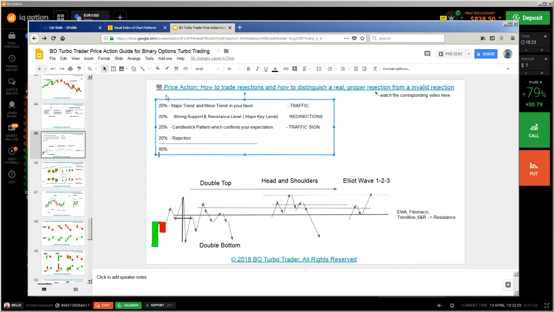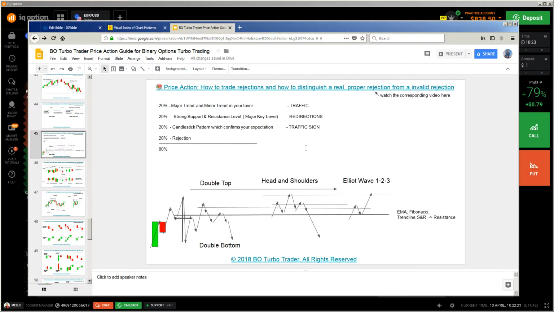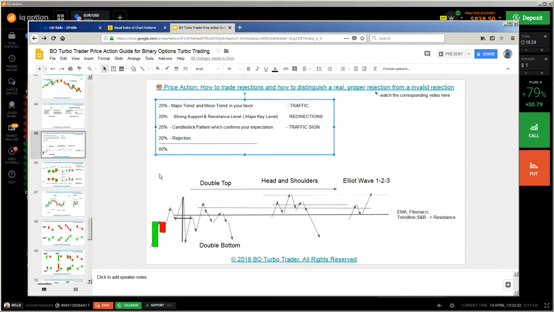Here you have again the setup rules. You have to identify the trend, you have to identify the key level, and you have to identify a candlestick pattern, and then you wait for a rejection to give the last confirmation, and then you have a good trading setup to do your trades. That is what most beginners don't know, and that's the reason why I have to repeat it all the time, because else I get too many questions.